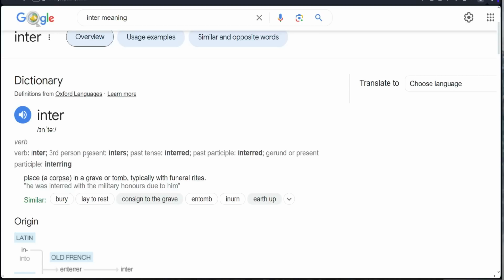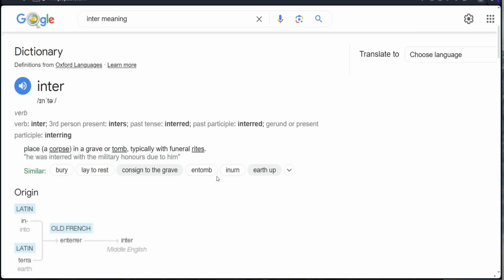Verb inter, third person present inters. Past tense interred, past participle interred, gerund or present, and means to place a corpse. Again, more death. We had it with blue marble, marbel, in a grave or tomb, typically with funeral rites. Inter. That is inter, I'm inter, but there's also inter. It's crazy, isn't it? So, let's carry on.